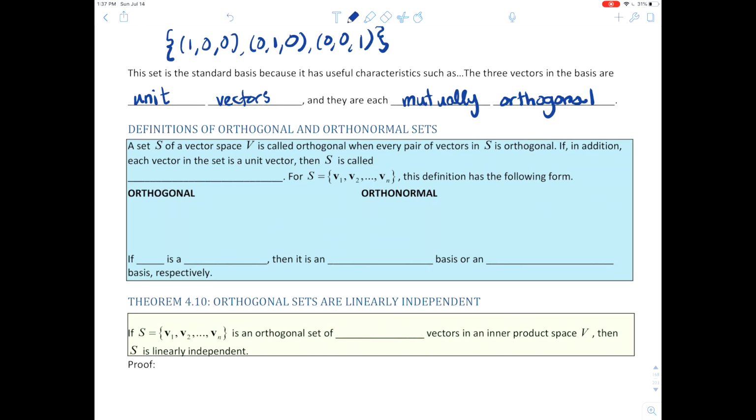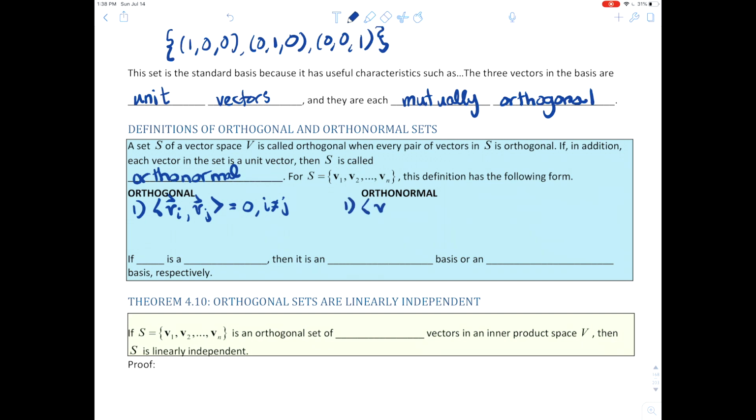Definitions of orthogonal and orthonormal sets. A set S of a vector space V is called orthogonal when every pair of vectors in S is orthogonal. If, in addition, each vector in the set is a unit vector, then S is called orthonormal. For S equal to the set of vectors V1, V2, all the way down to Vn, this definition has the following form. So for orthogonal, you just have one condition, and that condition is the inner product of Vi and Vj is equal to 0 for i not equal to j.